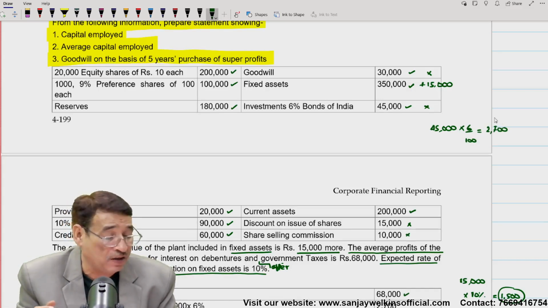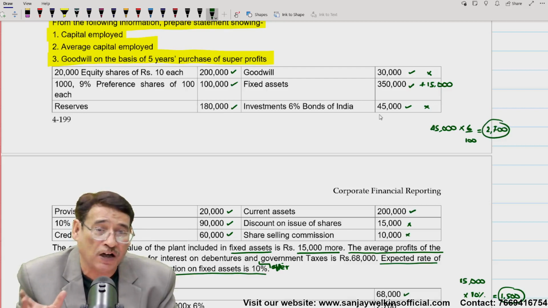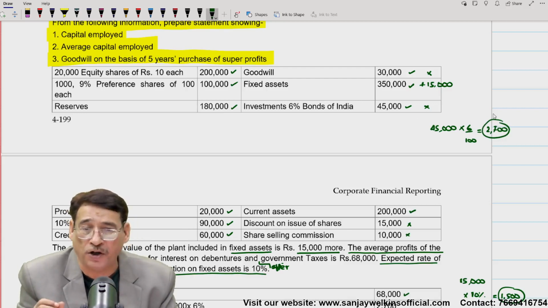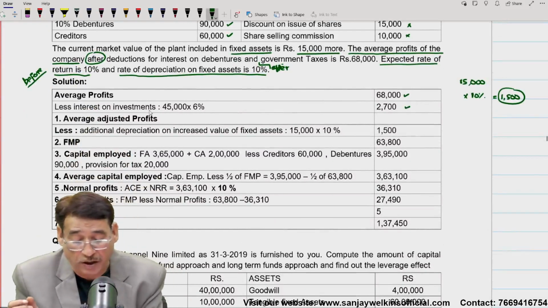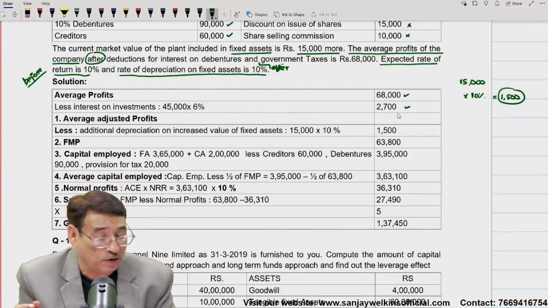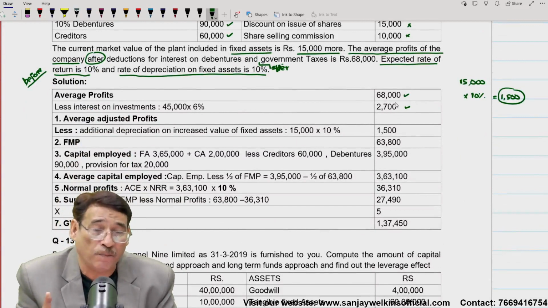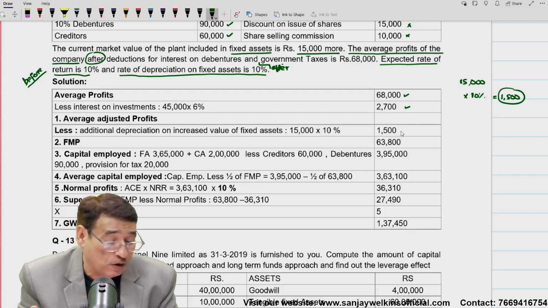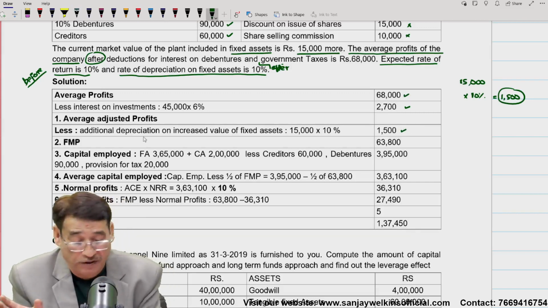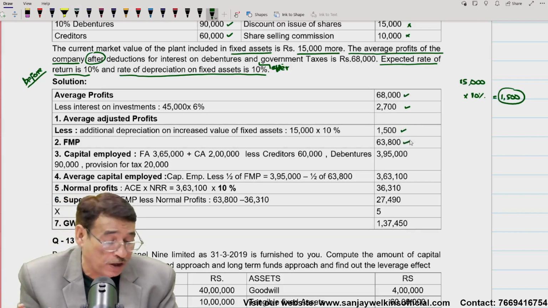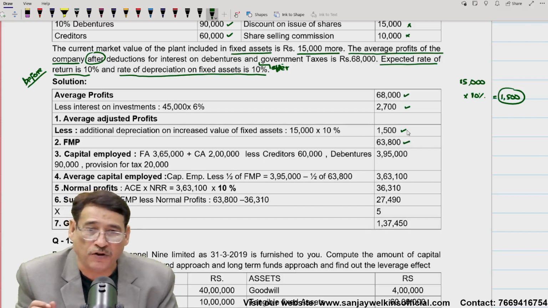But we know that this is because the investments are non-trading. So quite obviously, this interest will also be considered as non-trading income. That is why I am going to subtract non-trading income, interest on investment, 45,000 into 6%. So non-trading income I will have to subtract. Is it clear to you? As I told you, then I will subtract any future adjustments, that is additional depreciation 1,500, and then we will arrive at future maintainable profit of 63,800.